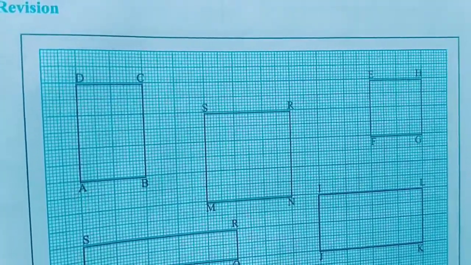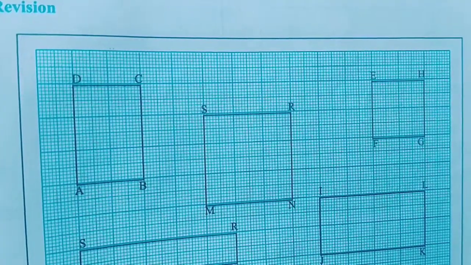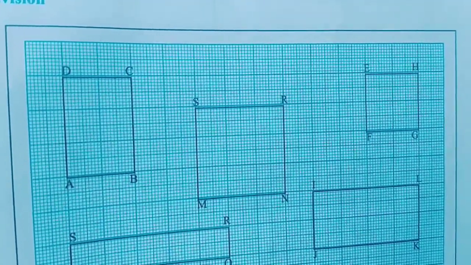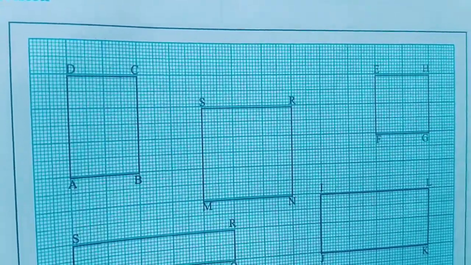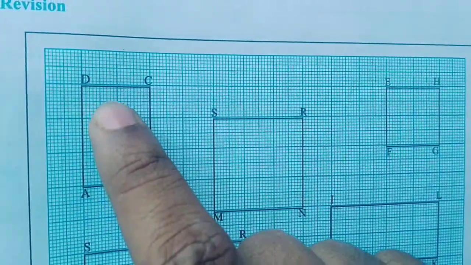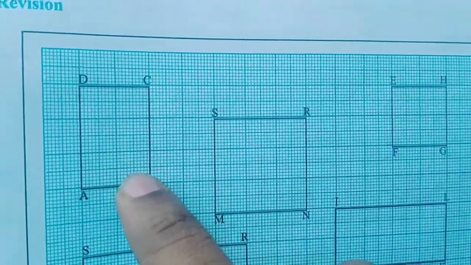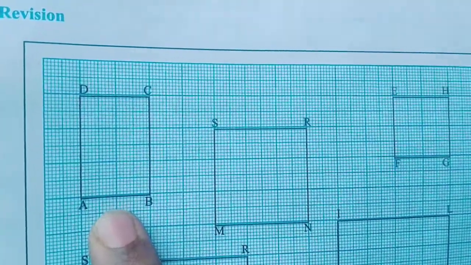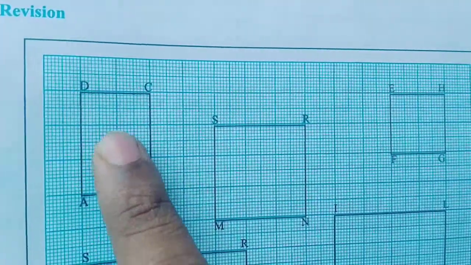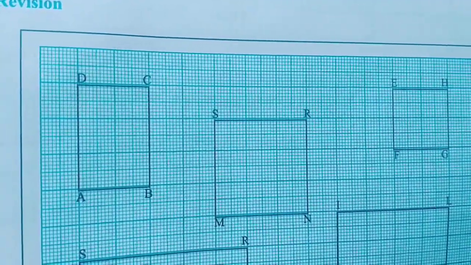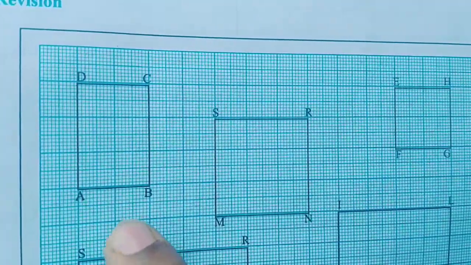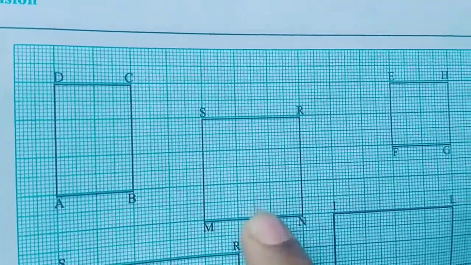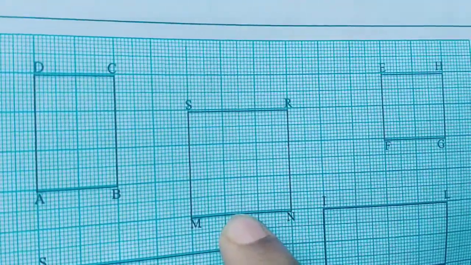So each square inside it means that its area is 6 square centimeter. 1, 2, 3, 4, 5, 6. 1 square is of 1 square centimeter. So here overall 6 squares are present. So the area of this square is 6 square centimeter. Similarly, you have to find the area of this square.